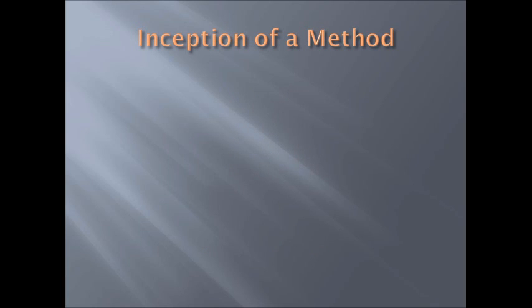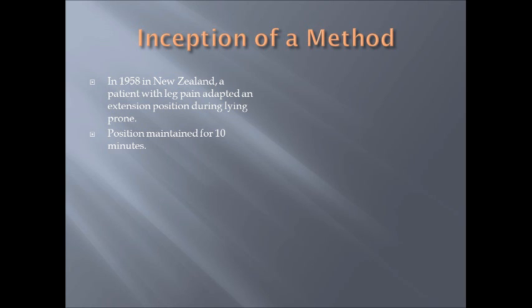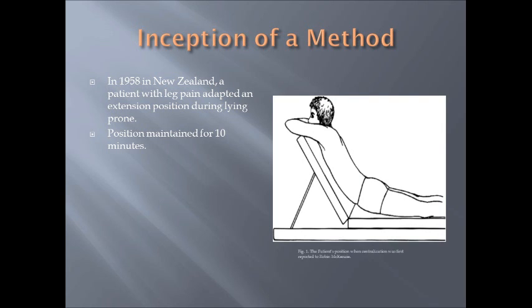The story of the method is that in 1958 in New Zealand, a patient with leg pain visited Robin McKenzie in a physiotherapy clinic. While he was being examined, he adopted inadvertently an extension position while he was lying prone. He maintained this position for 10 minutes. That's the original position. And then, after that period of time, he reported that the leg pain was significantly improved and that in fact he had not felt this good for weeks.